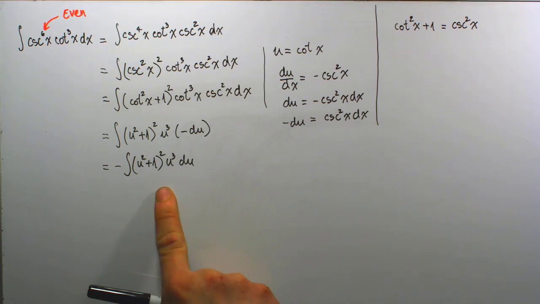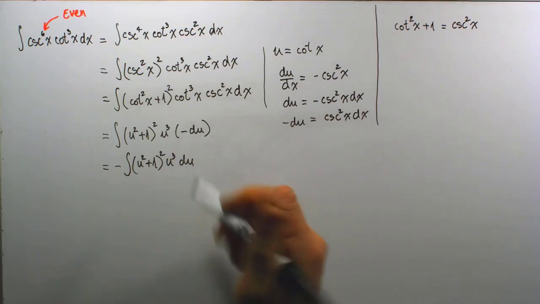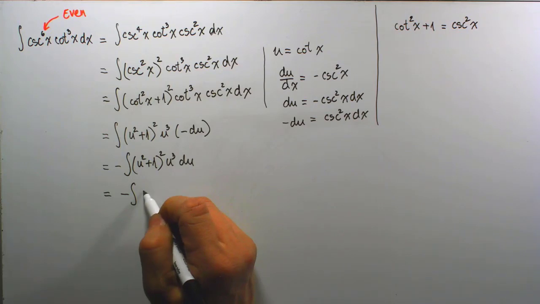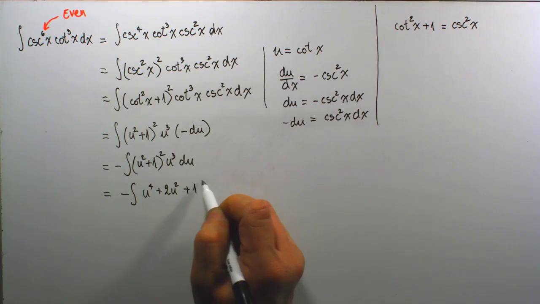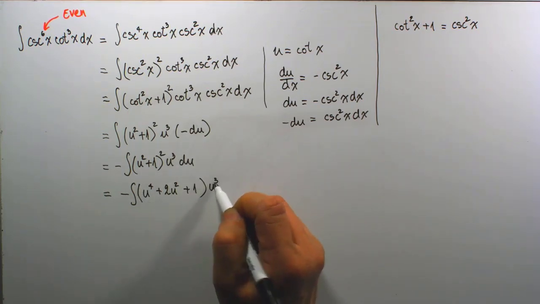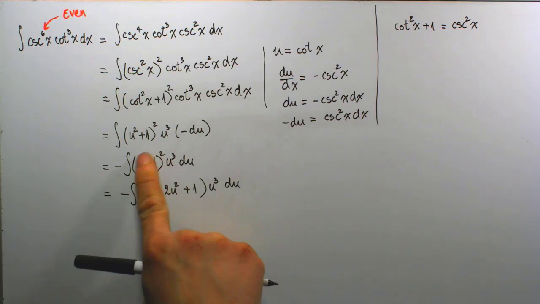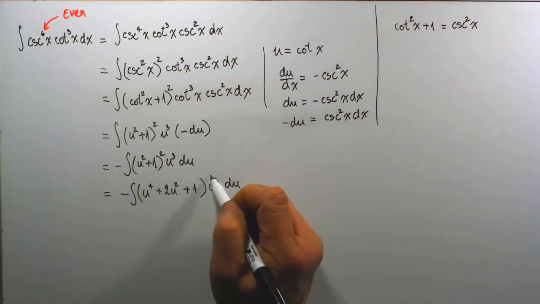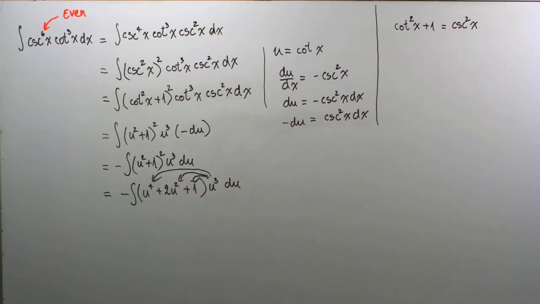And now with this integral at the current moment, I can go ahead and FOIL out that perfect square, making it in my next step minus the integral of u to the 4th plus 2u squared plus 1 times the u cube du. And so again, this trinomial that I have just produced came out from foiling this perfect square right here. And then further, in the next step, algebraically, I am going to distribute the u cubed into each one of my terms in the parentheses here.